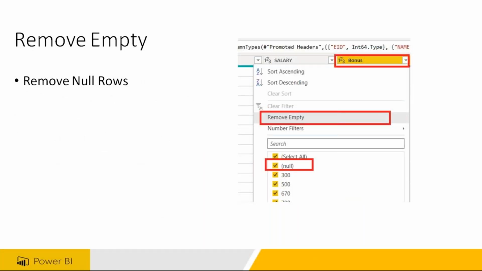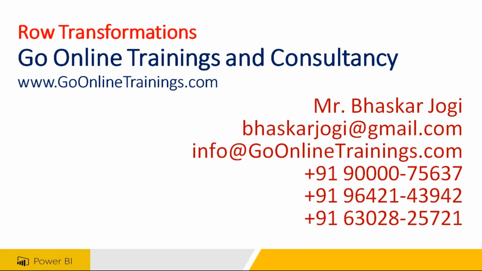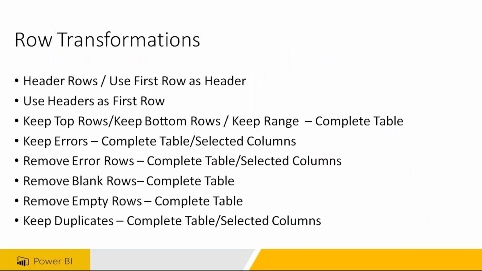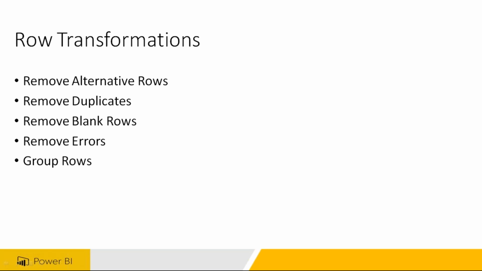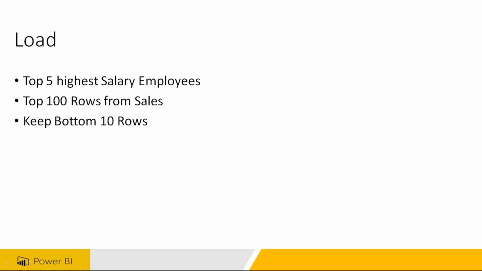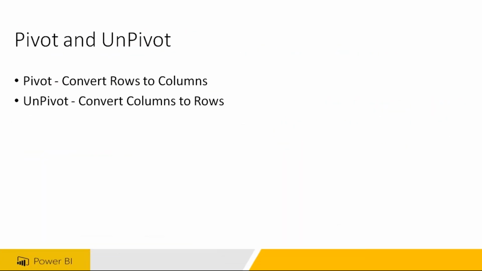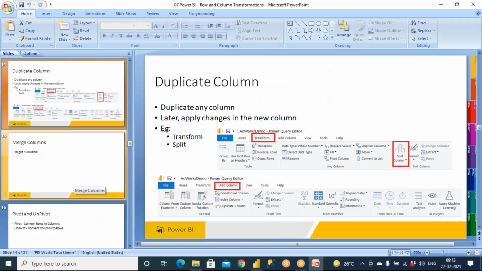Any other questions? If you wanted to remove nulls, remove empty is available. Remove nulls is also available at the filter level. You can remove nulls if you wanted to remove something. Clear? Then we'll also discuss some more row transformations: header rows, keep top rows, keep errors, remove blank rows. All these things we'll discuss. Remove alternate rows, remove duplicates, remove blank rows, remove errors. A lot of things are available, so we'll see. These are very, very simple, self-explanatory options.